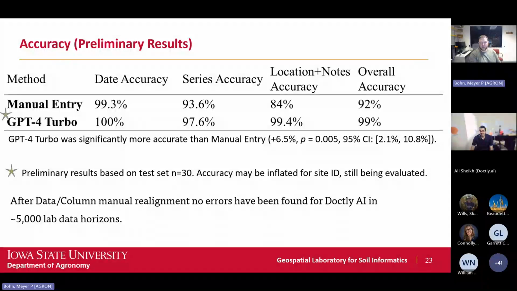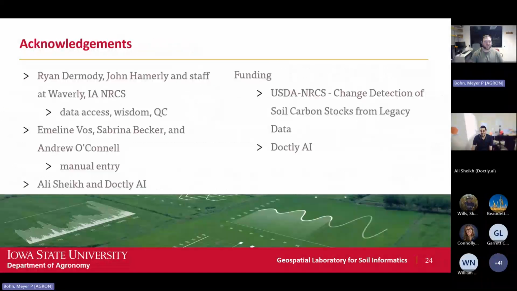The site ID, which is pretty important, was kind of the only issue that we had seen with GPT-4 Turbo. That's why the accuracy on there isn't on the table. Still working on that, but because all of the site IDs are in the lab data and the Doctly AI pulled the lab data out perfectly, you can basically use those site IDs as references to partial match on mismatches that the GPT missed on. So that accuracy is still coming along, but still very promising results.